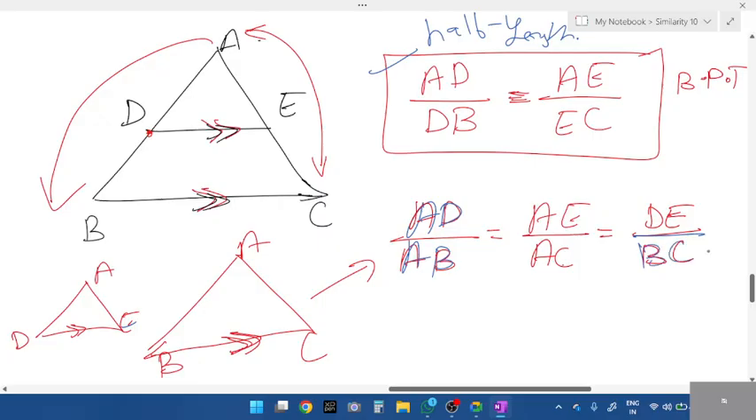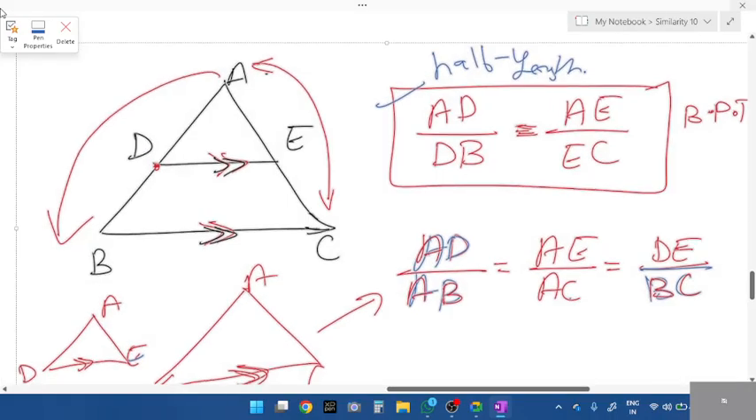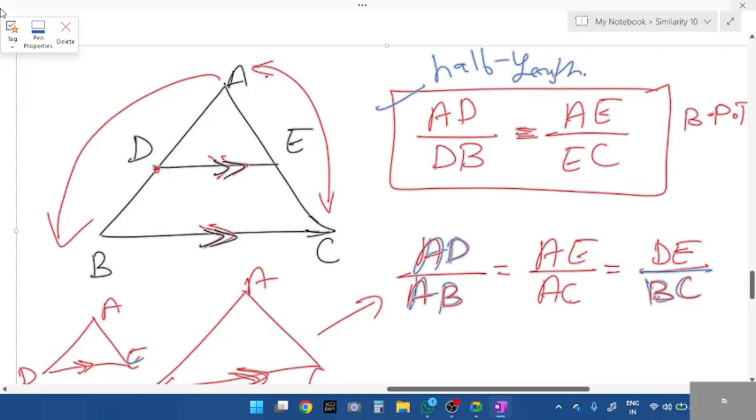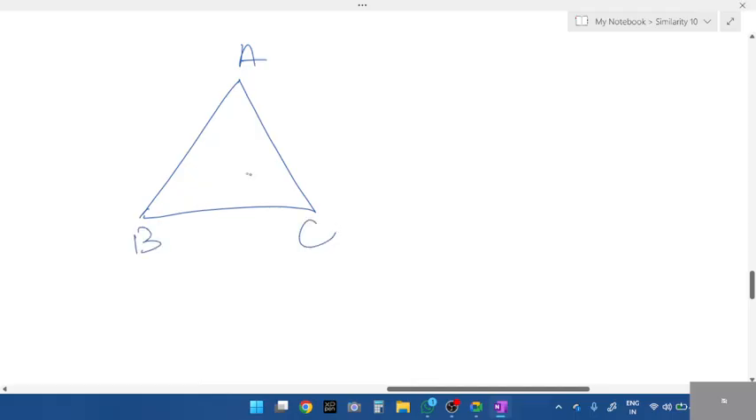Basic proportionality theorem. Remember half length, full length for parallel lines. Half length concept, full length concept. Right? So this also was done. For parallel lines, we use half length and full length concept. Next, the reverse of that is A, B, C, D, and E.